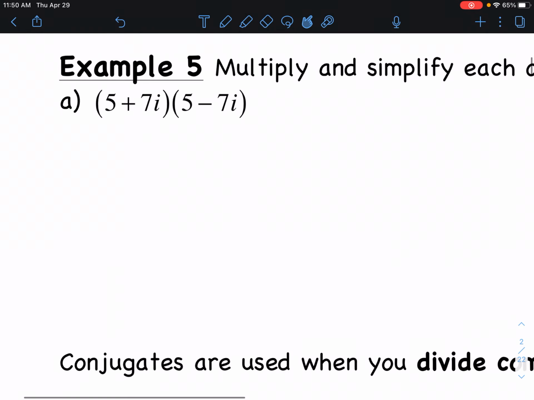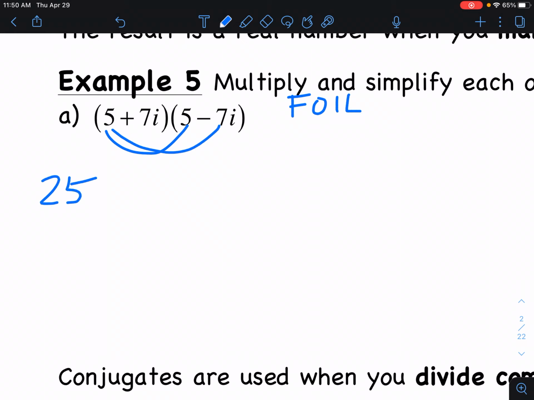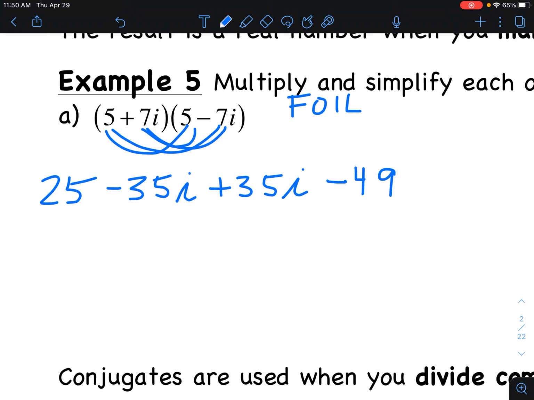All right, so we're obviously going to FOIL here. We have a binomial times a binomial. So first, outer, inner, and then careful with the last. That would be negative 49, and then i times i is i squared.